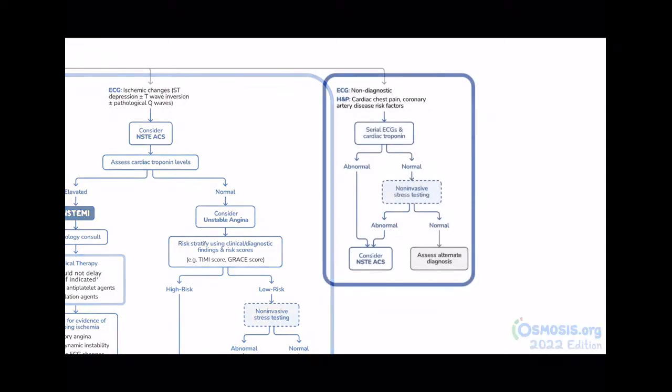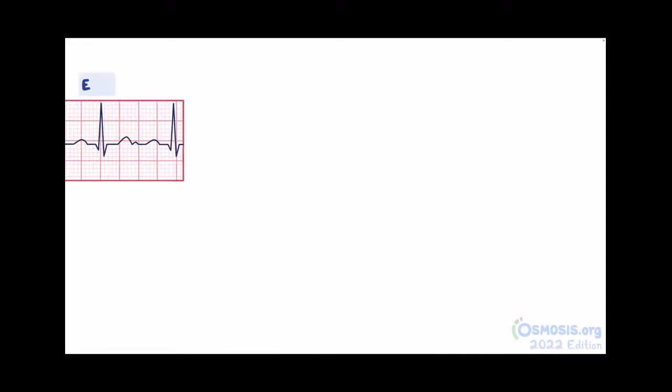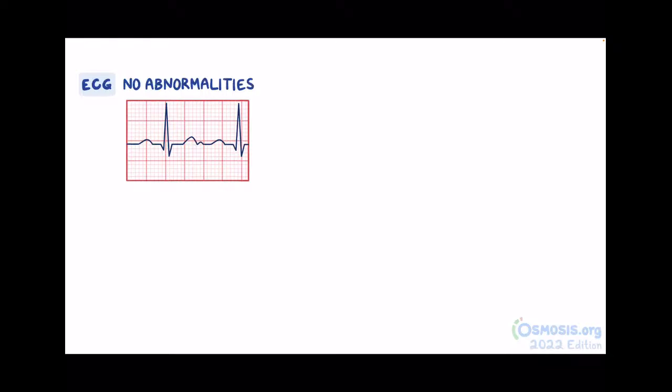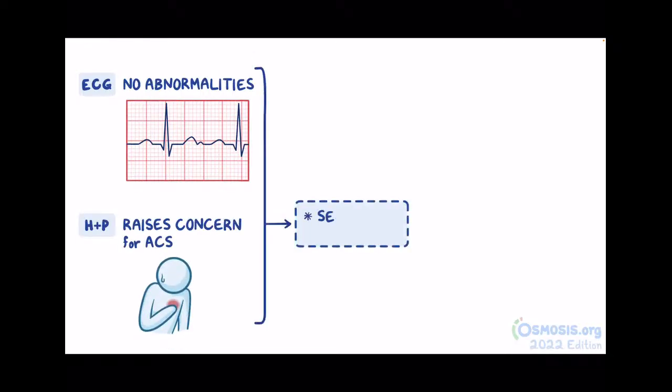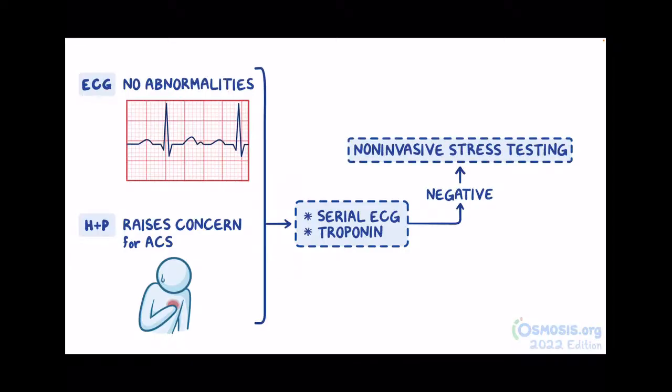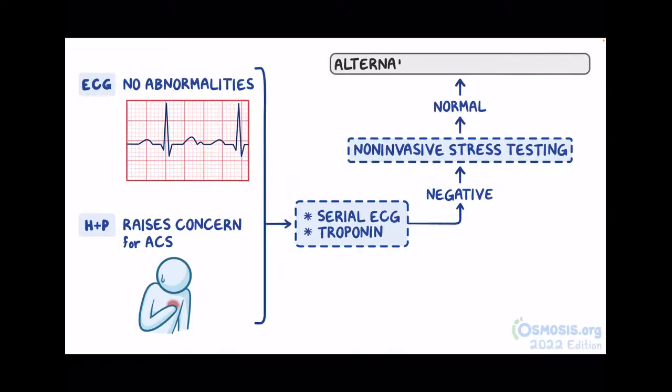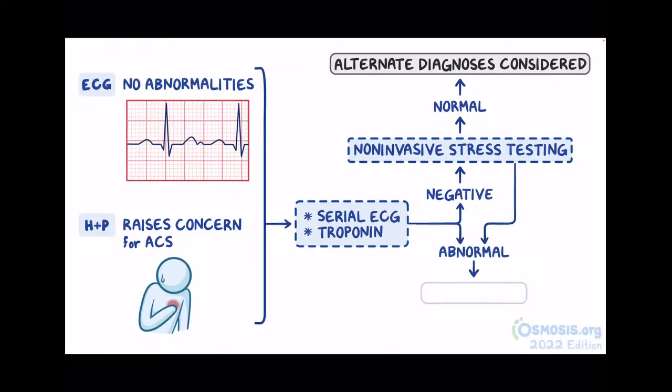Finally, sometimes the ECG will be non-diagnostic. When the initial ECG shows no abnormalities, but the H&P still raises concern for ACS, it's important to repeat serial ECG and troponin to assess for any changes. If the ECGs and troponin remain negative after serial monitoring, non-invasive stress testing should be performed as the final step to rule out ACS. If this is normal, alternate diagnoses should be considered. Any abnormalities during serial ECG, troponin, or stress test should be followed up with angiography.